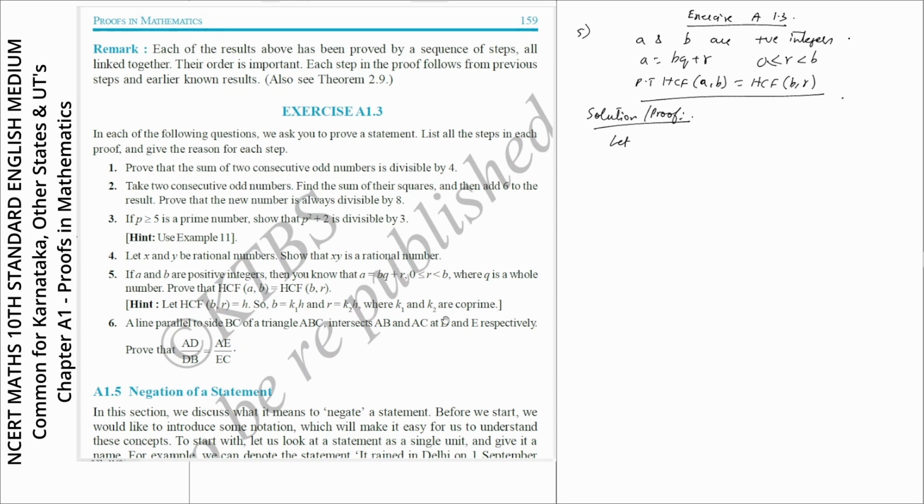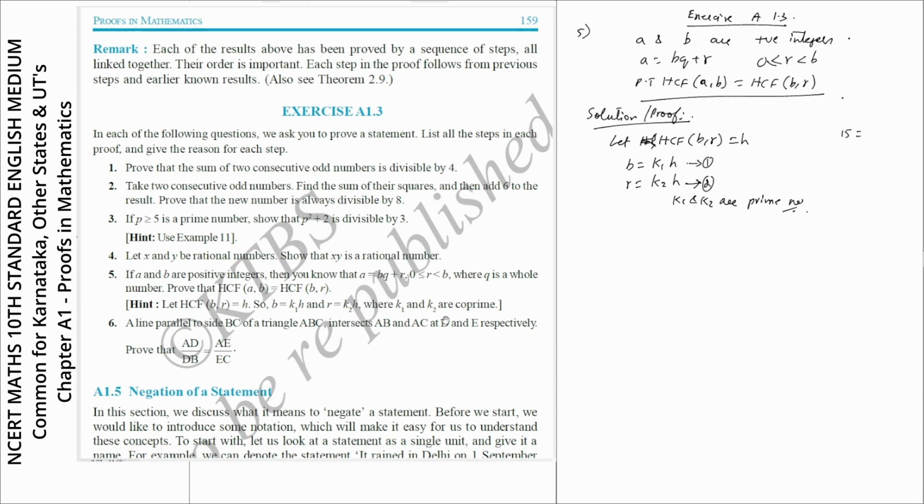Now let HCF of b comma r equal to h. Therefore b is equal to k1 times of h and r is equal to k2 times of h, where I'll mark this as 1 and I'll mark this as 2, and both k1 and k2 are prime numbers. Okay, if you want an example, I can give you one example.